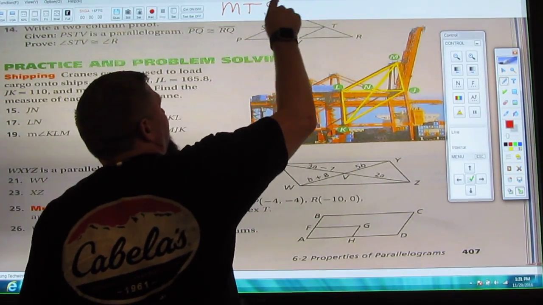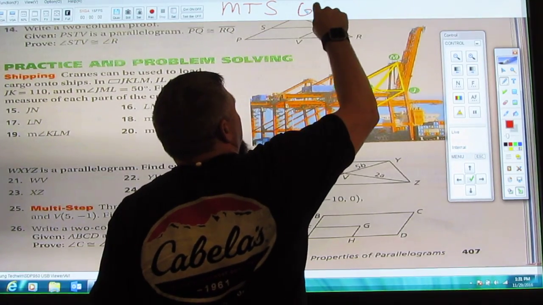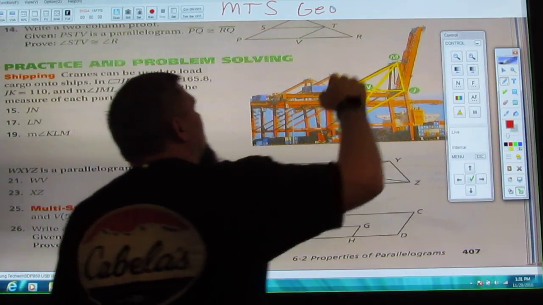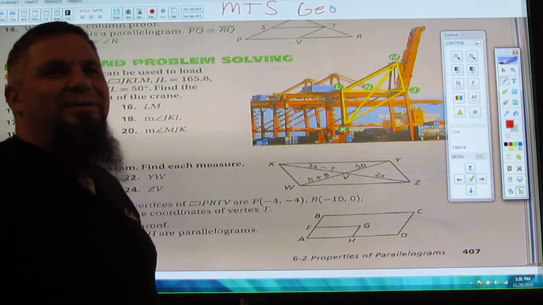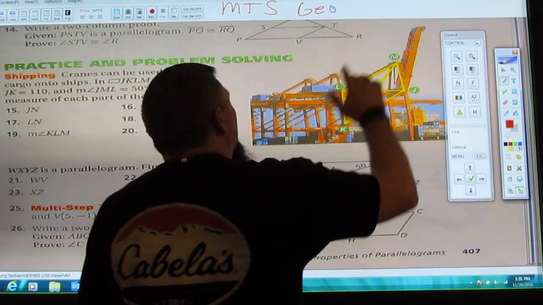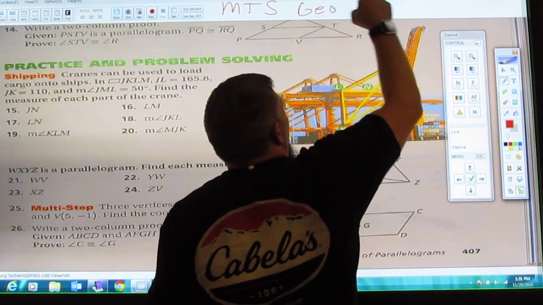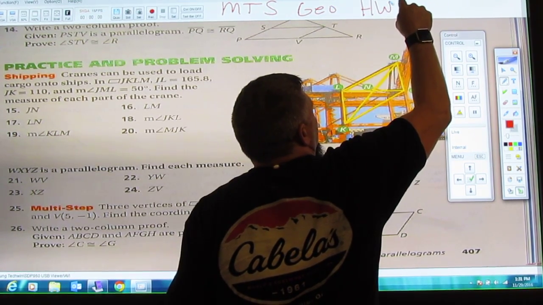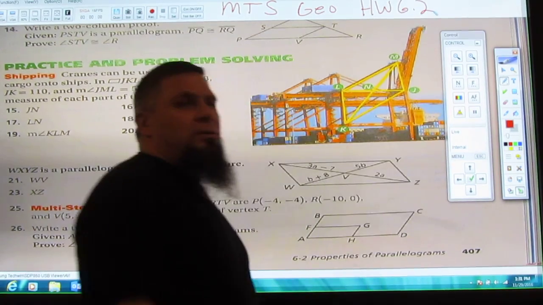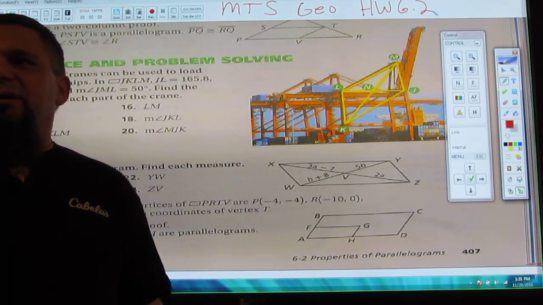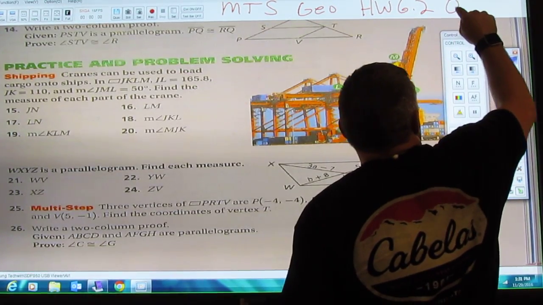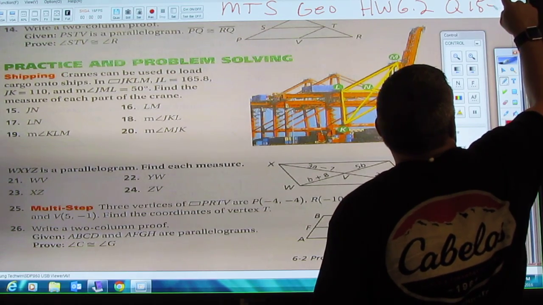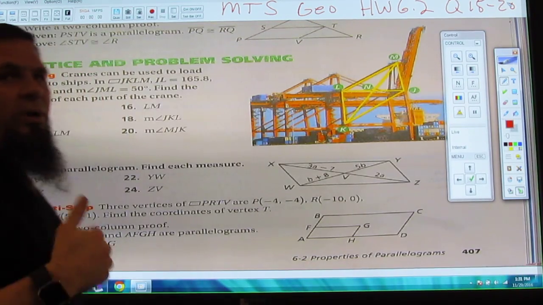MTS, right? Geometry, so G-E-O, right? G-E-O, get it? And spaces between them, then a space, and you would put homework 6.2, right? And then a space, and we're going to be working on questions 15 through 20 on this first one. And then on the next one, I'll do 21 through 24.